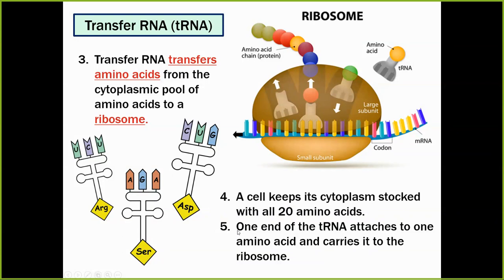And then the tRNA attaches to one of the amino acids, and then it will carry it over to the ribosome. So in this picture, the tRNA kind of looks like a little plunger, and the big brown blob is the ribosome. Issues or questions?